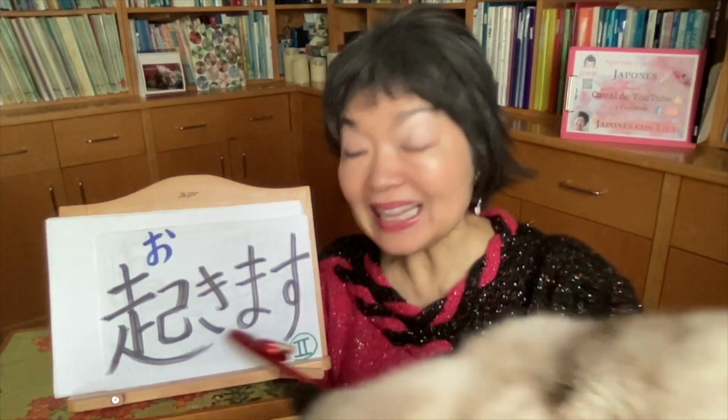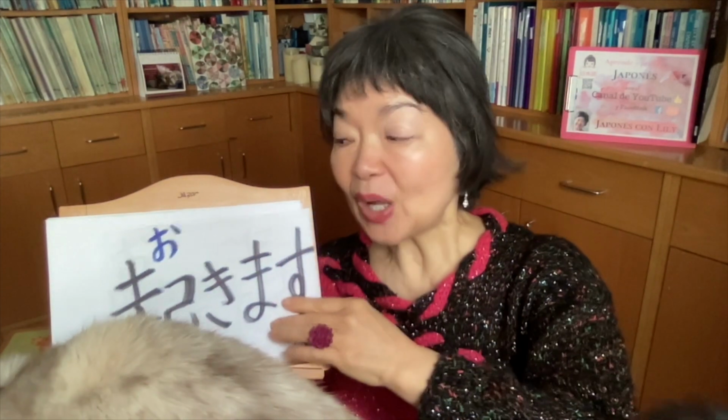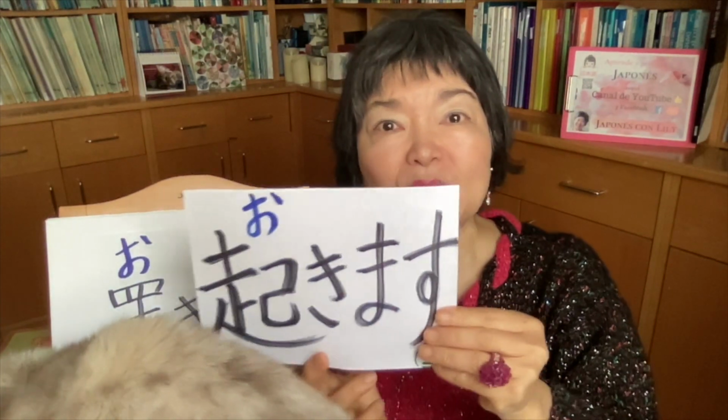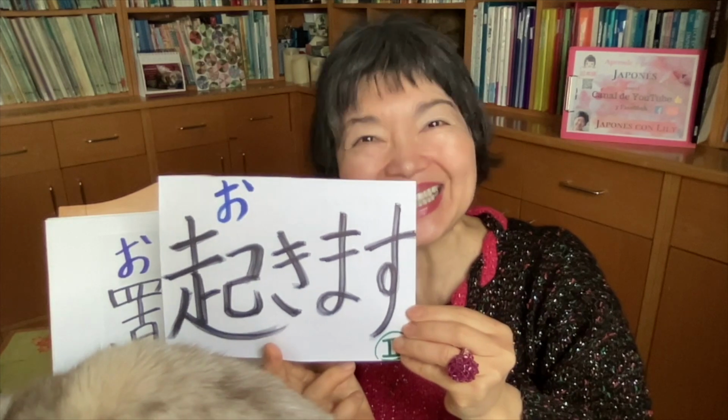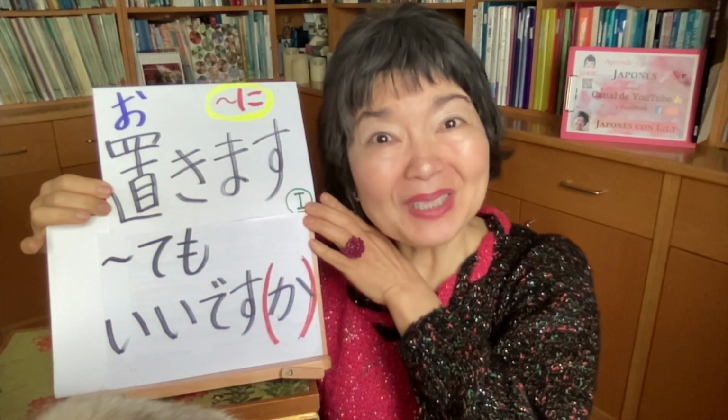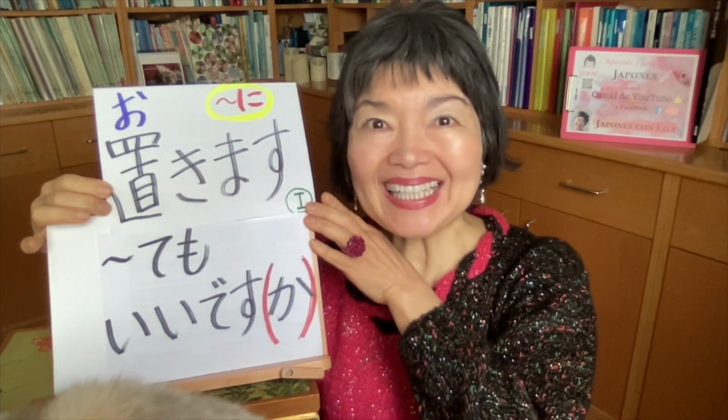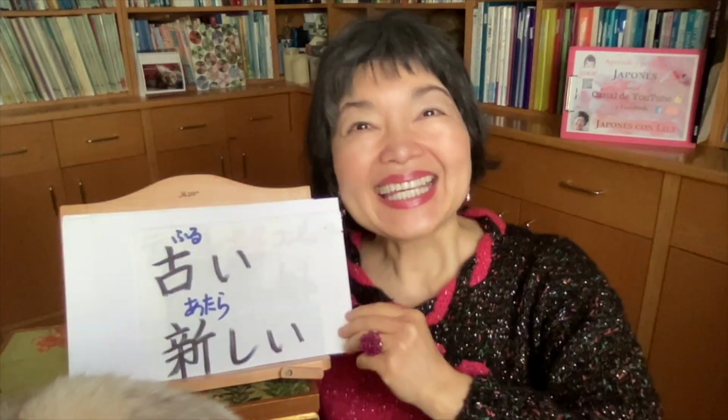The same pronunciation and the same intonation with another kanji: 起きます. This means to get up, to wake up. And in this case, this is the group 2. So the te form is 起きて. ここに荷物を置いてもいいですか?